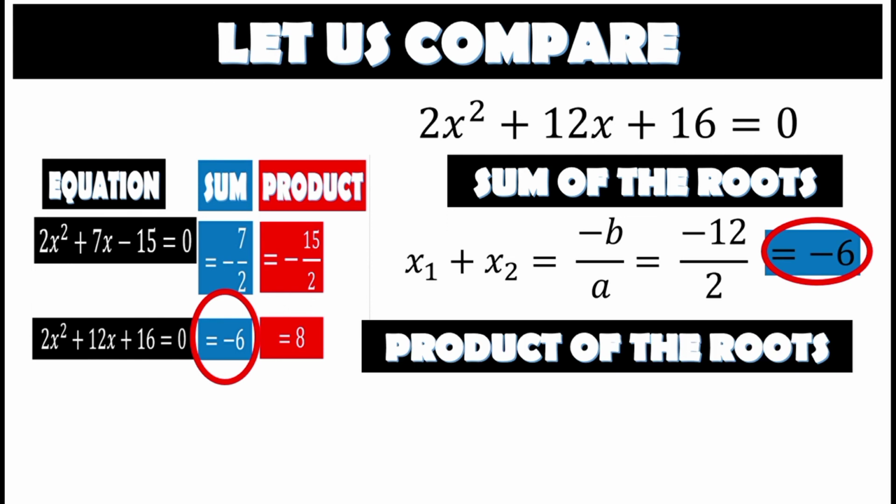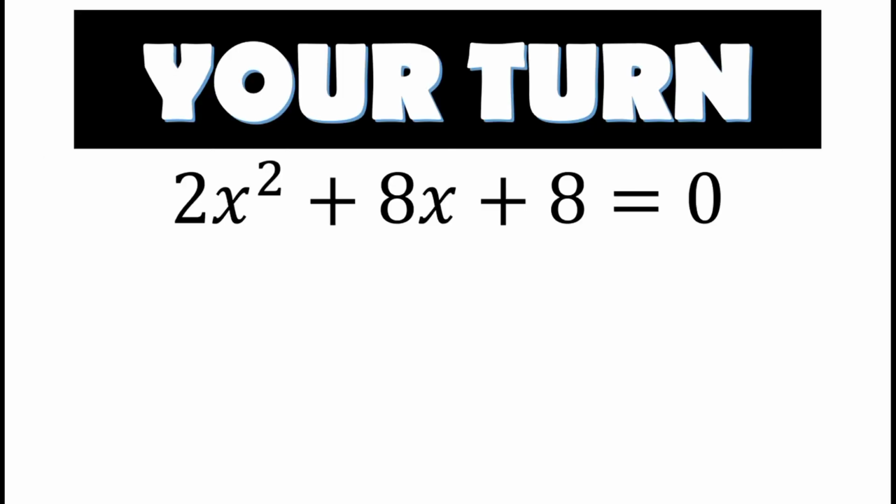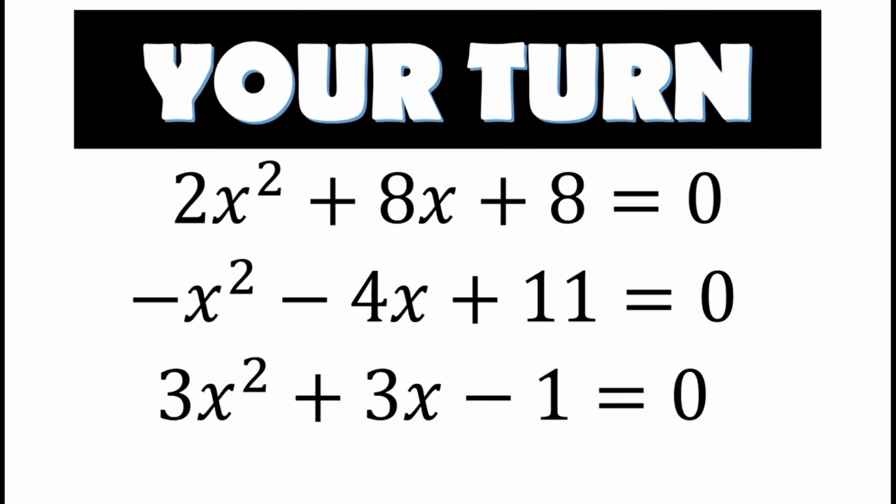For the product of the roots, again, utilize the expression c over a. C is 16, a is 2, so simplifying it, that is equal to 8, where the result is the same as the previous one. This time, it is your turn. Try to determine the sum and product of the roots of the following quadratic equations.